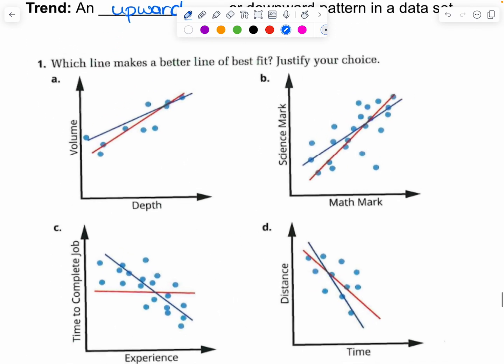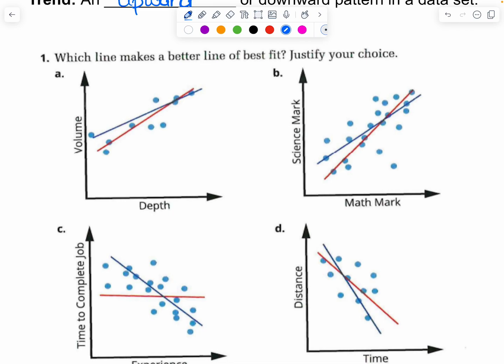So one question here. Which line makes the better line of best fit, the red or the blue line? If I'm looking at this first one, I'm going to say the red line. Because if you look at the blue line, it has 1 point above, 1, 2, 3, 4, 5 points below. So it doesn't match half the points above, half the points below.